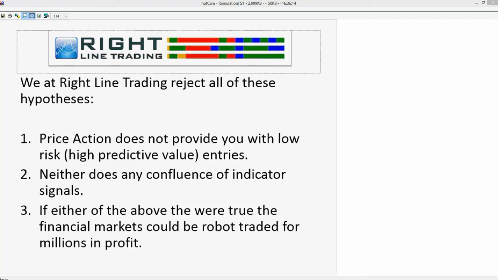Now, if either of these were true, if price action could get you where you want to be, or if some confluence of indicator signals could get you where you want to be, then it would be very, very easy to create a trading robot. Every time this indicator confluence triggered a blue dot, the robot went long. Every time it signaled a red dot, the robot went short. And that's all you would need to trade to become profitable. And we have never seen anybody do that.